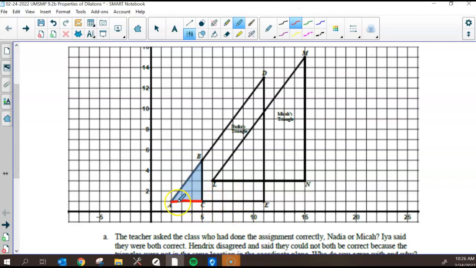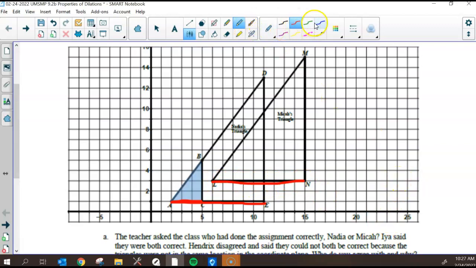Okay. So AC is 3. And the corresponding segment is AE, and we can see that that's 9. So 3 times 3 is 9. That's 3 times as big. And we can see that LN is also 9. So yes, we can see that that is the case.